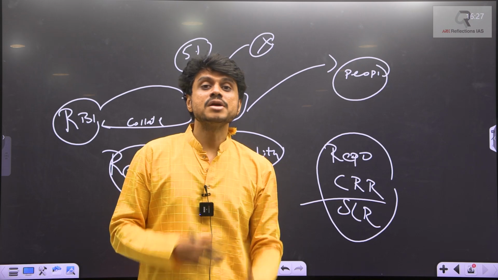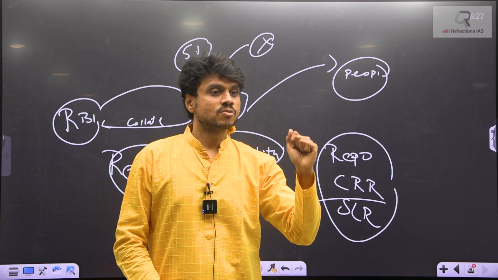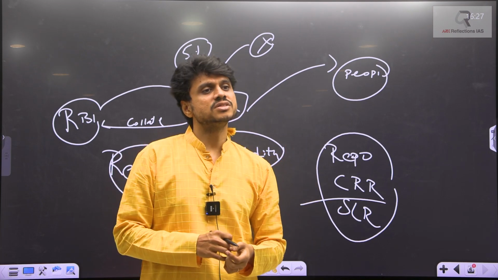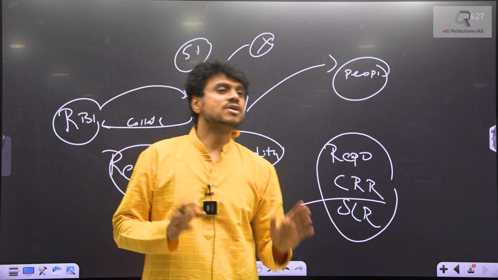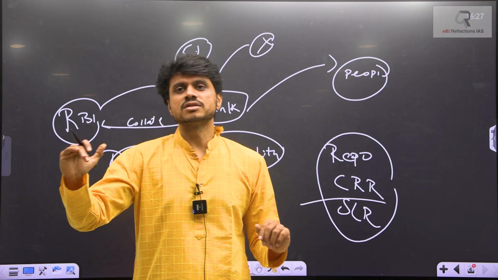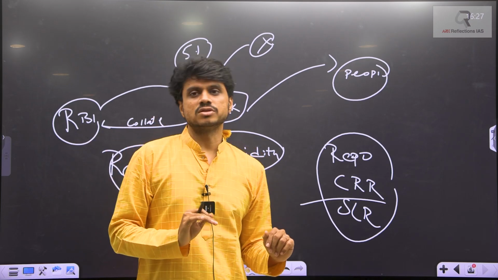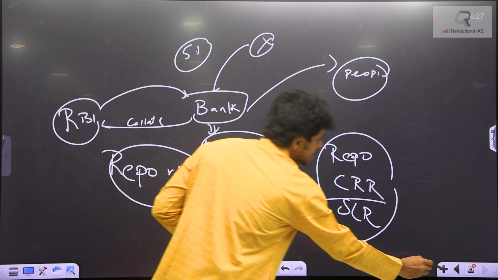Okay, so when the RBI raises the interest rates, it is called monetary tightening. When the RBI lowers the interest rates, it is called accommodative policy. So this way there are different policies. Very simple thing. UPSC repeatedly asks questions from this every year. So very easy thing.